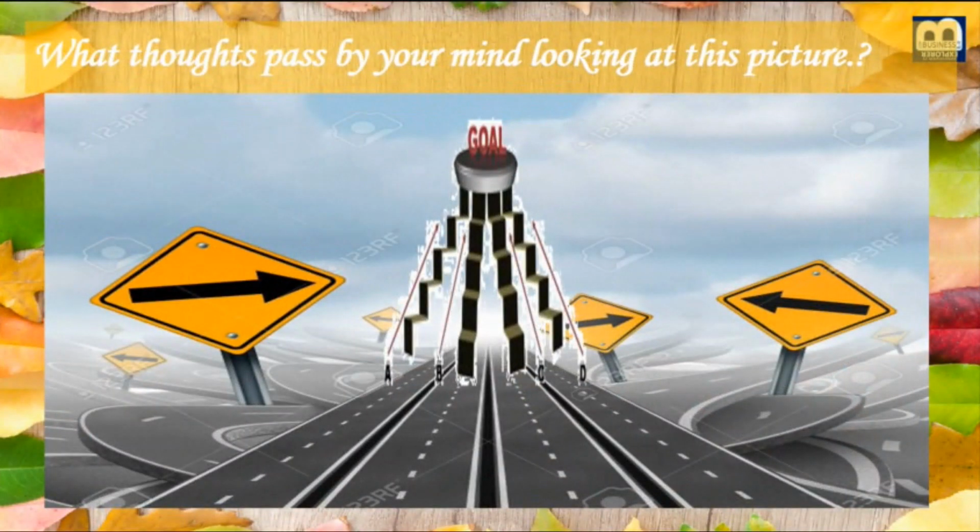What thoughts pass through your mind looking at this picture? You can see a few signboards, different crisscross roads on the sides, a straight four-lane road passing by, and four connectors in the form of steps leading to a goal. How are you going to connect it with distribution channel?